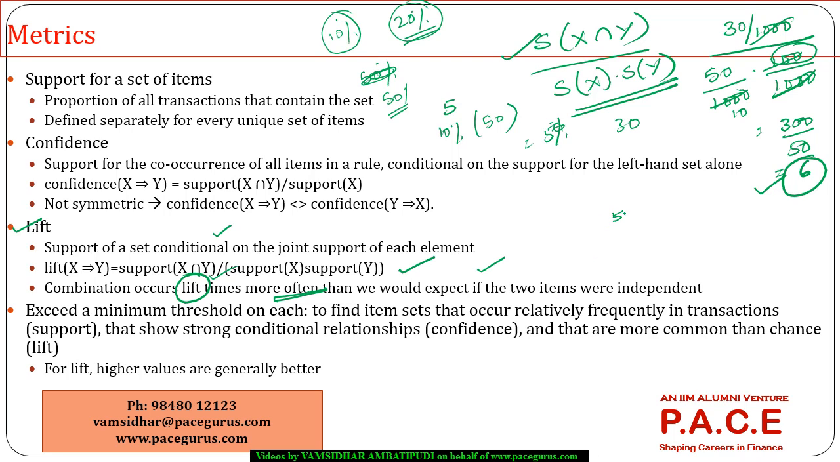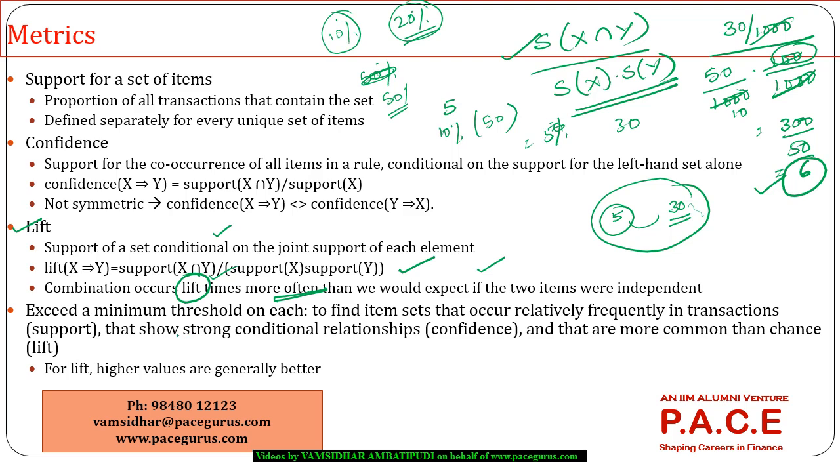The combination is occurring 6 times more often than what we would expect if they are independent. If they are independent, both should come only 5 times together, but they are coming 30 times together, which means the lift is 6. The combination is occurring 6 times more often than I can expect if both of them are completely independent. So the higher the value of the lift, the higher is the chance that they are coming together rather than coming completely independent.